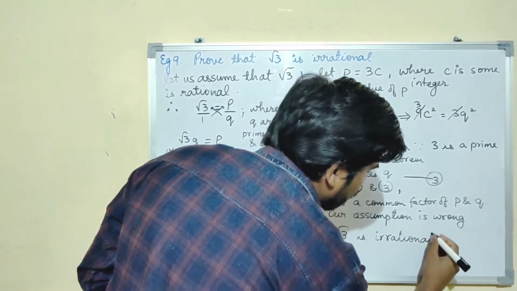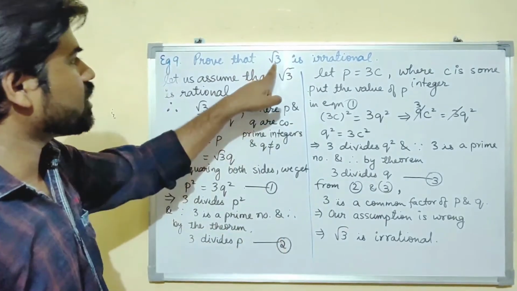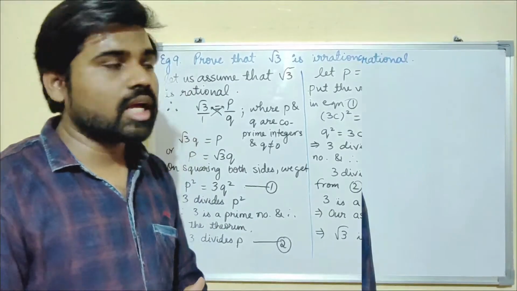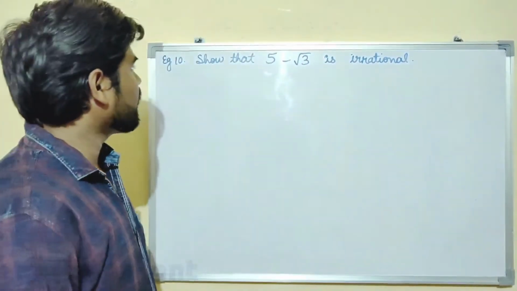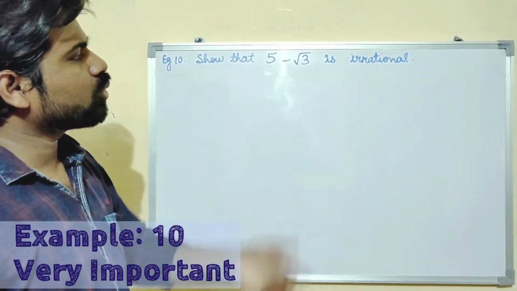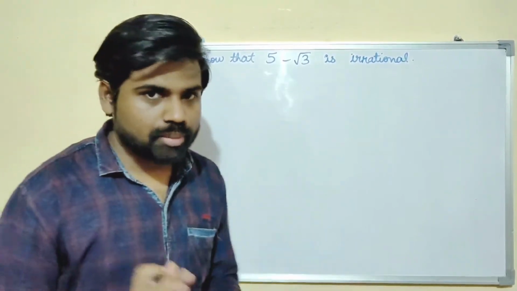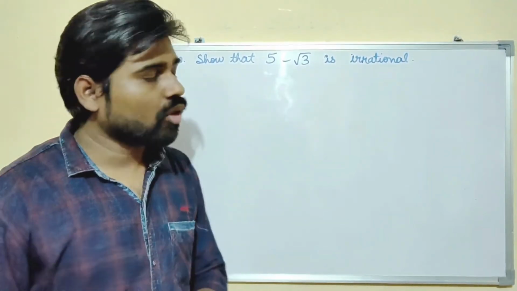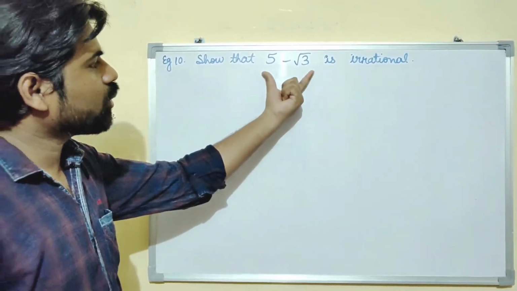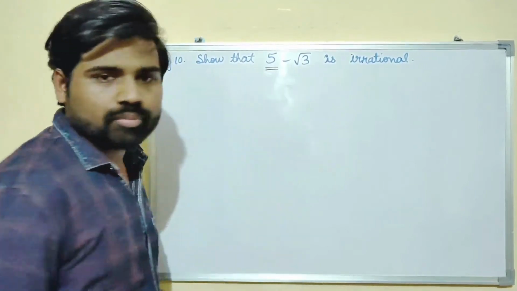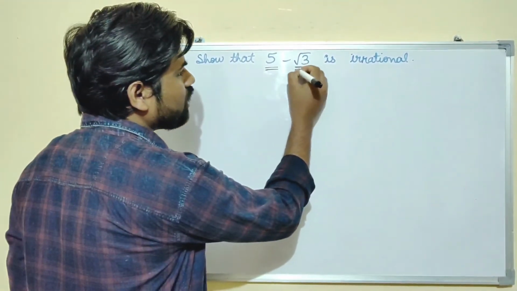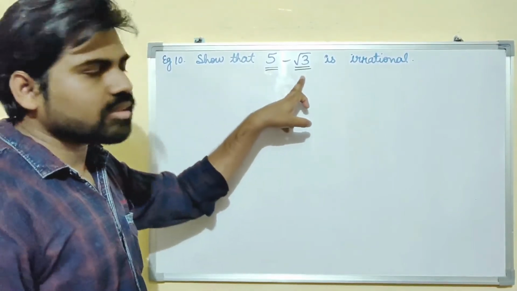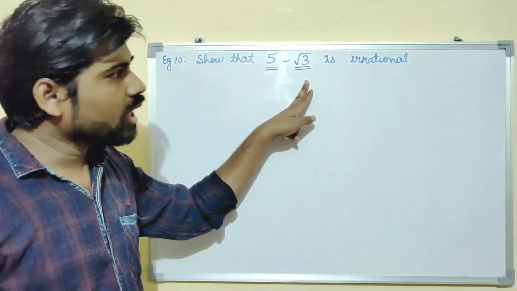In the exam they can ask you any question by changing the number inside the square root. I think now you have understood this. Now let us see example 10, which says show that 5 minus root 3 is irrational. Now this is a very simple question. Don't consider this question as similar to the previous question. It is a mixed question. You can see that 5 is a rational number and root 3 is an irrational number. In your 9th standard you have studied that rational minus irrational is irrational. Here we have to prove it.